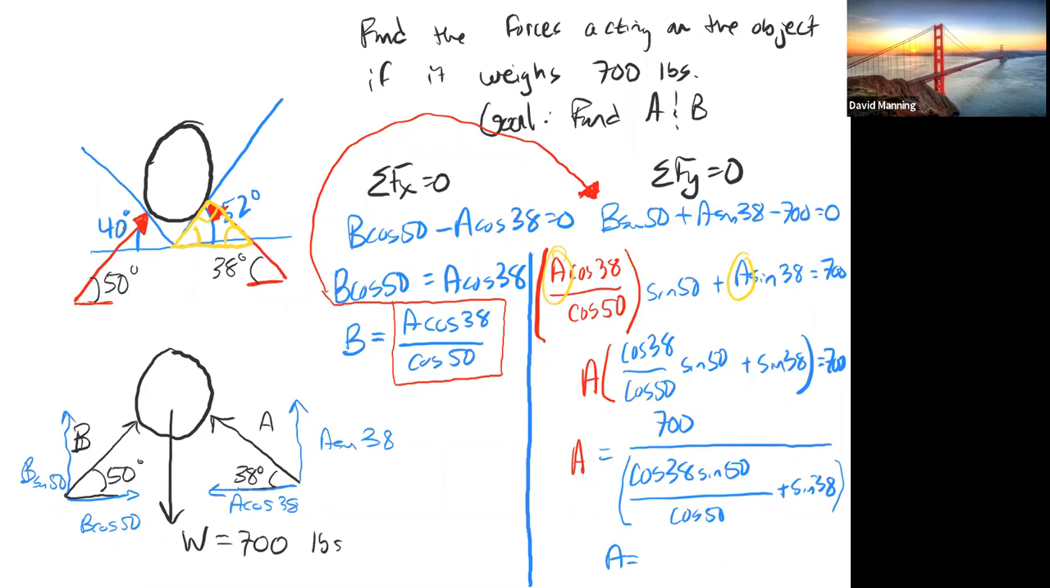That's a 38. I got A to equal, it's 700 divided by 1.5548. So A equals 450.23. You follow me? Yep.